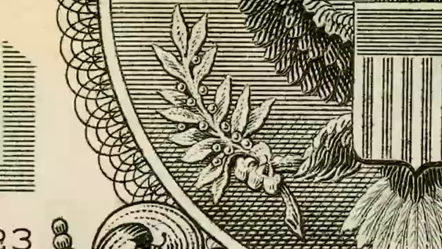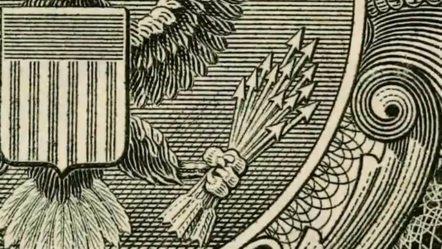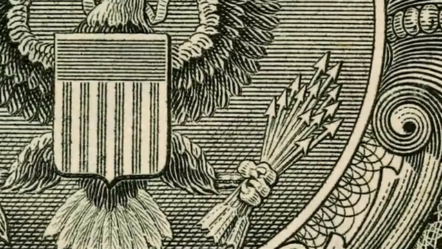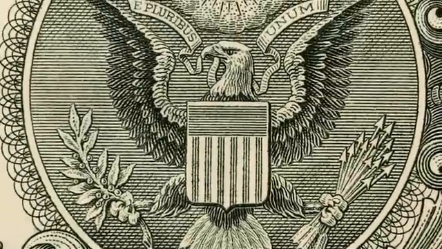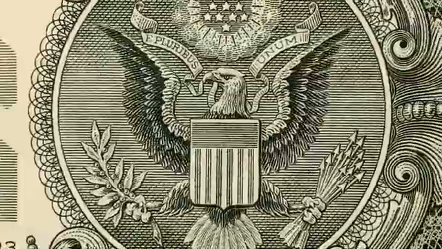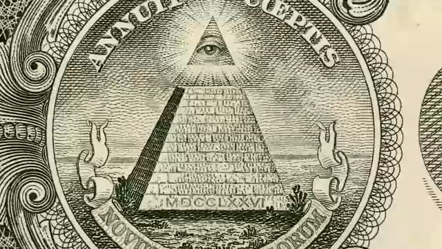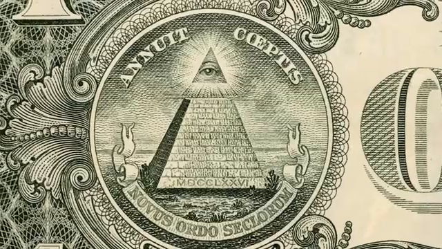The eagle is holding an olive branch and some arrows to represent that while we're down with peace, we are ready for war. At least he's looking at the olive branch, indicating that, you know, all things being equal, he would definitely prefer peace. The pyramid is probably the dollar bill's biggest WTF, so let's break it down piece by piece.